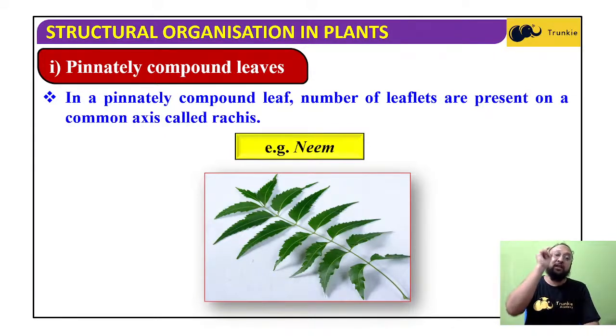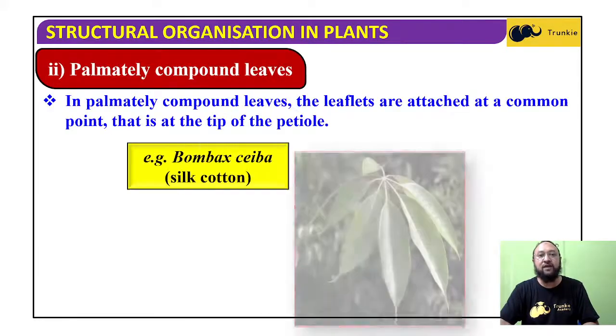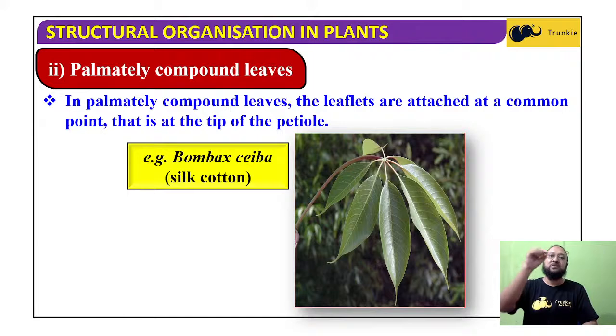Here in pinnate leaves, the point to be remembered is that it has a common axis. Remember this. This is important. A common axis called rachis, from where the leaflets are formed. And in case of the palmately compound leaf, here you can see from the central region.